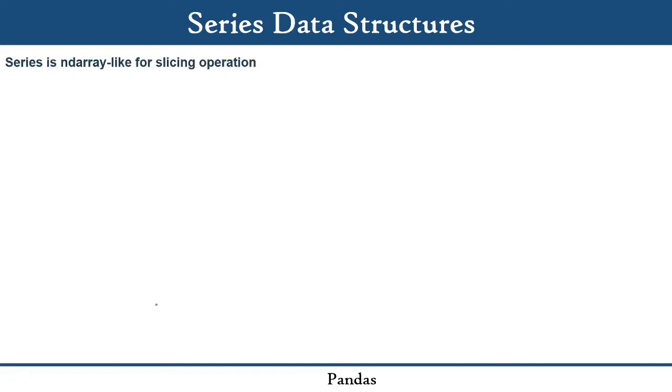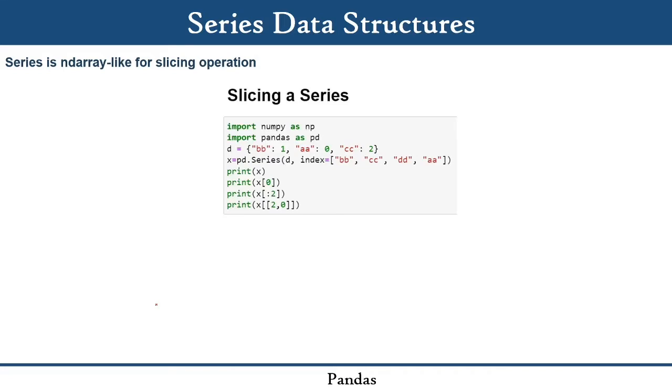Now let us move forward to discuss how we can use the slicing operation in series data. The slicing operation in a series is similar to an ndarray. To understand this concept, let us consider the small piece of code given below. Here we have a dictionary with data, a variable named d equal to a dictionary, and we are going to create a series using this Python dictionary.